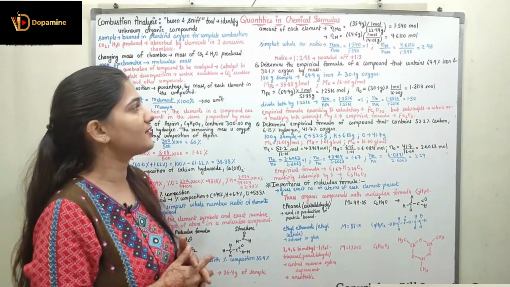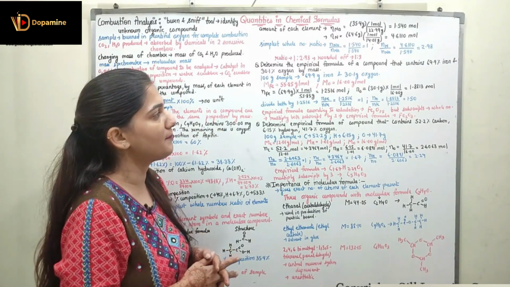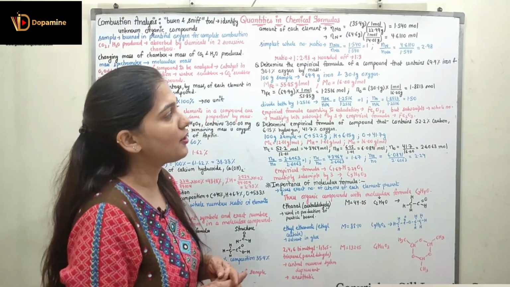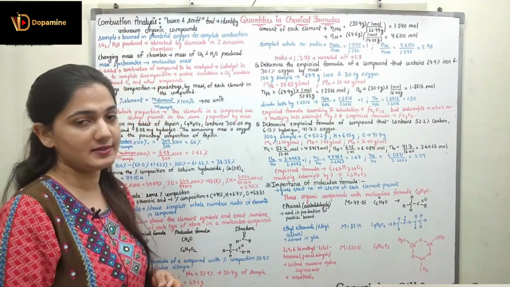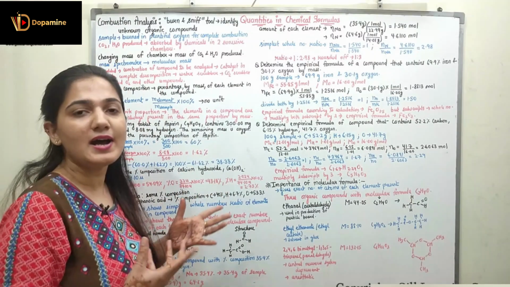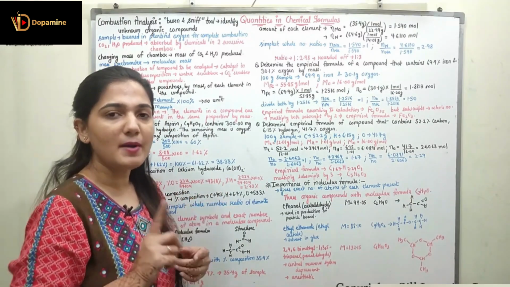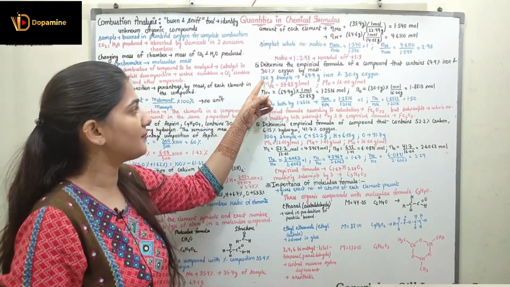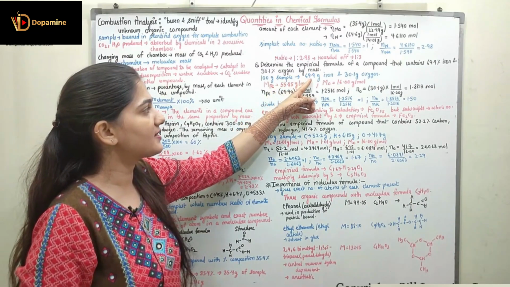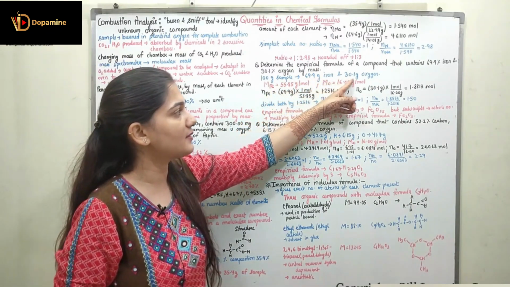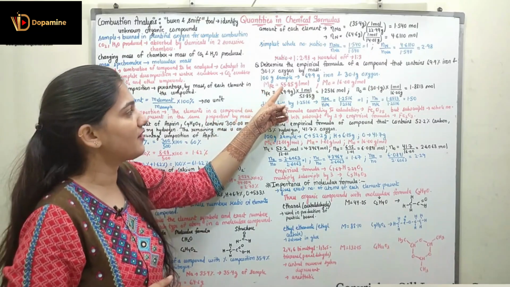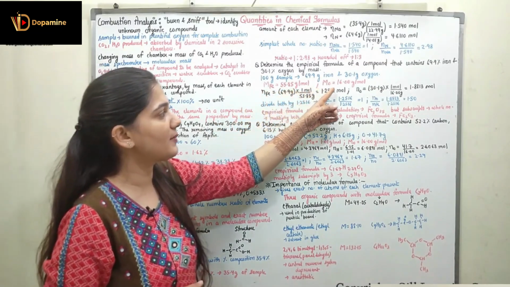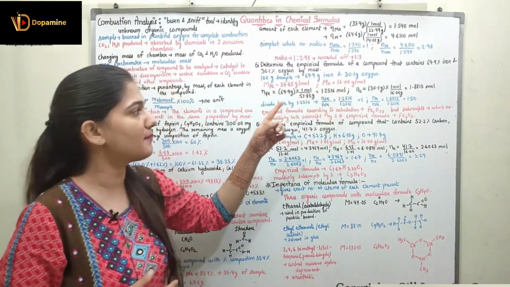Now coming to the next question, which states: determine the empirical formula of a compound that contains 69.9% of iron and 30.1% of oxygen by mass. So percentage of mass is given. Again we are going to consider the mass of the compound as 100 gram. 100 gram of sample will contain 69.9 gram of iron and 30.1 gram of oxygen. The molar mass of iron, I know, is 55.85 gram per mole, and the molar mass of oxygen is 16 gram per mole.